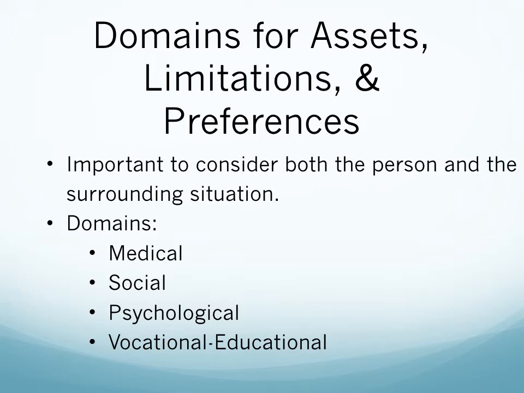In identifying ALPs, it is important to consider both the person and the surrounding situation. For example, lack of family support could be a significant limitation that is a part of the surrounding situation. It is also important to consider ALPs in all four domains listed on this slide: medical, social, psychological, and vocational educational.